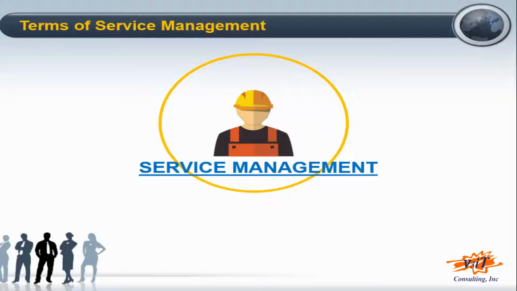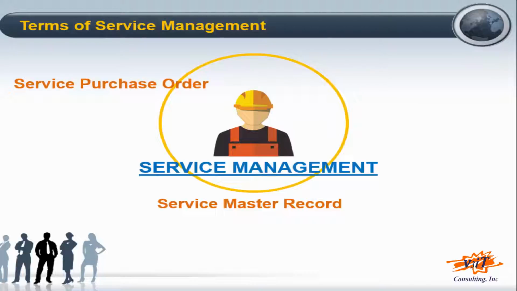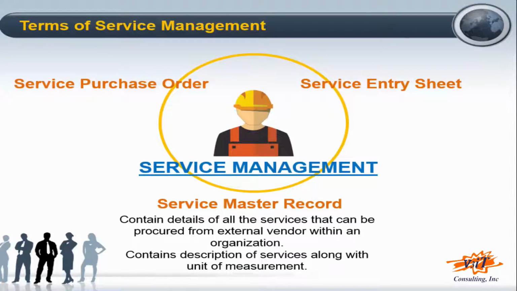Service management deals with the following terms: service master record, service purchase order, service entry sheet. The service master record contains the details of all the services that can be procured from external vendors within an organization, with the description of services along with the unit of measure. This master record serves as a reference for creating a service purchase order, but it is not necessary. A service purchase order can also be created manually without reference.